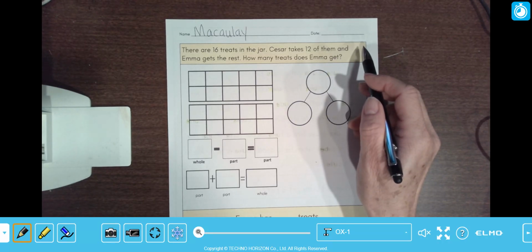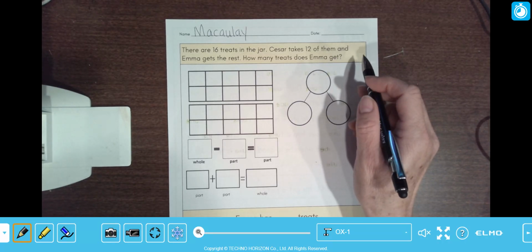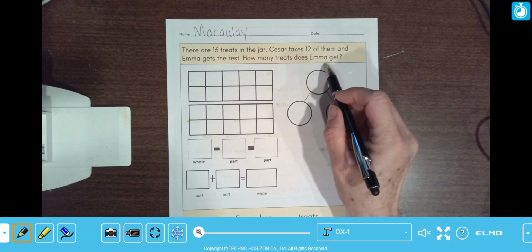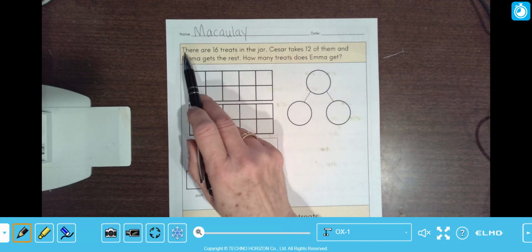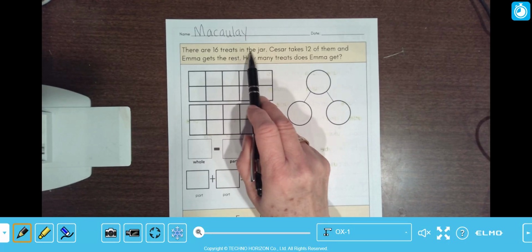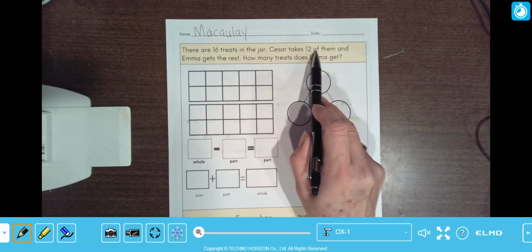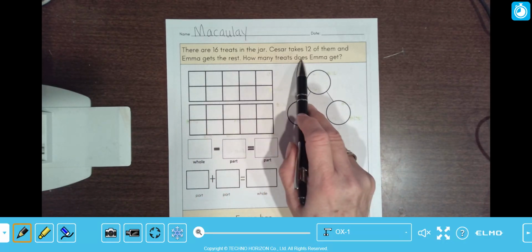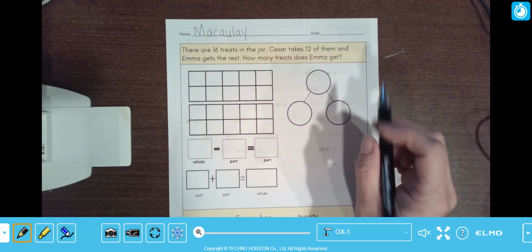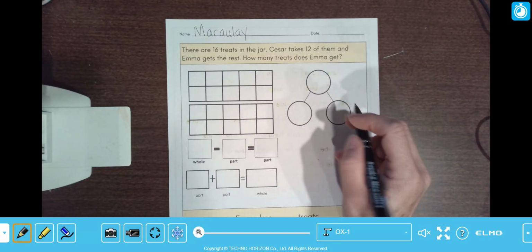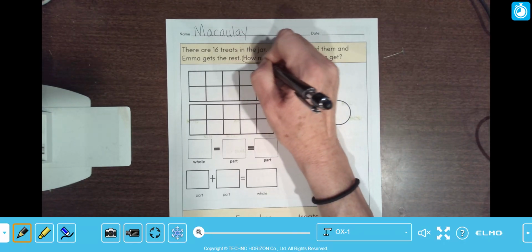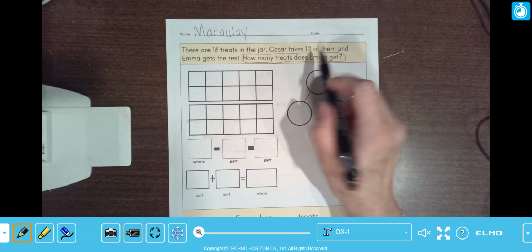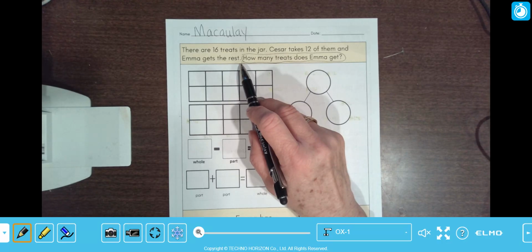Okay, next question is, what are we trying to find out? What is the information that we need to solve this, to find out the missing number? Here we go. There are 16 treats in the jar. Caesar takes 12 of them, and Emma gets the rest. How many treats does Emma get? So, what are we trying to find out? Yeah, right here. We're trying to find out how many treats Emma gets. So, we know Caesar's treats, but we don't know Emma's treats.